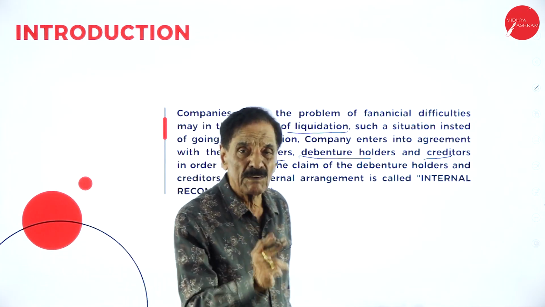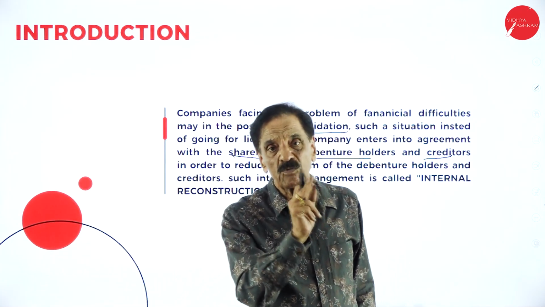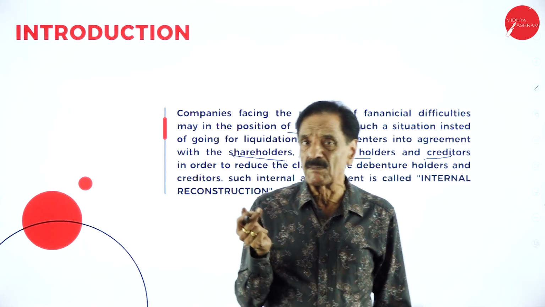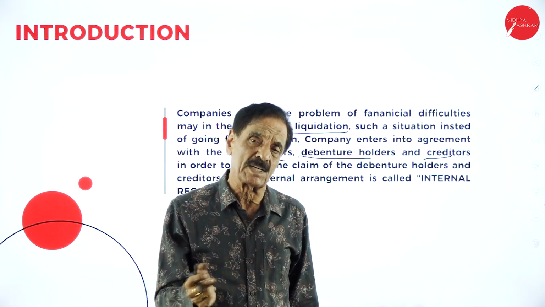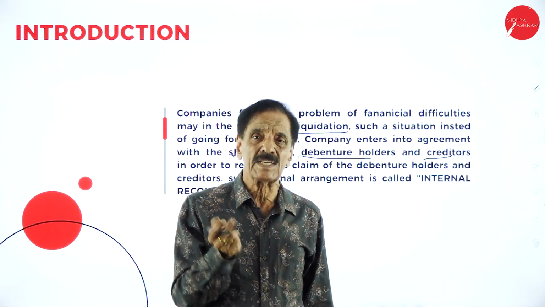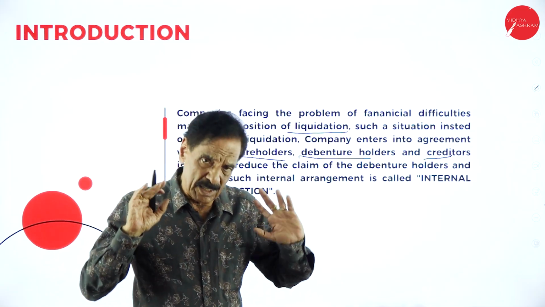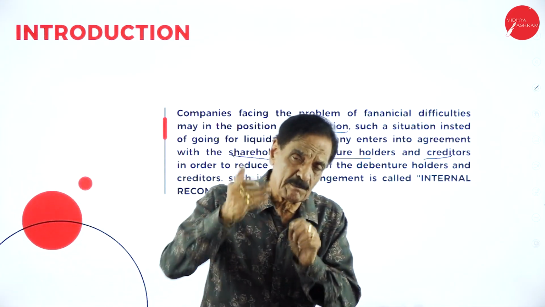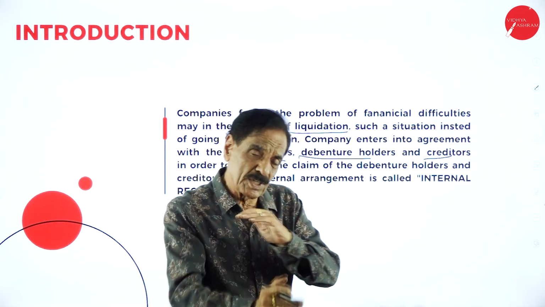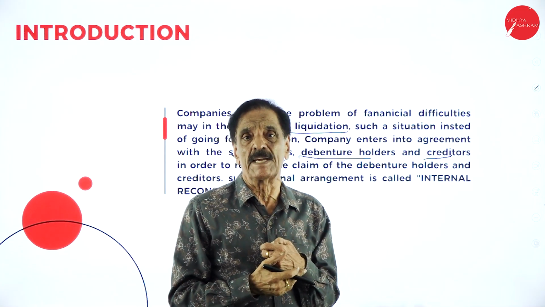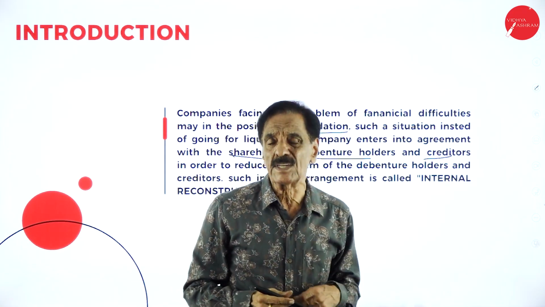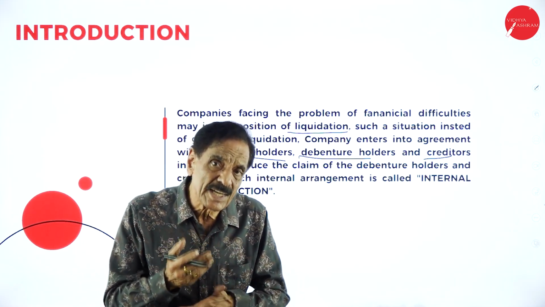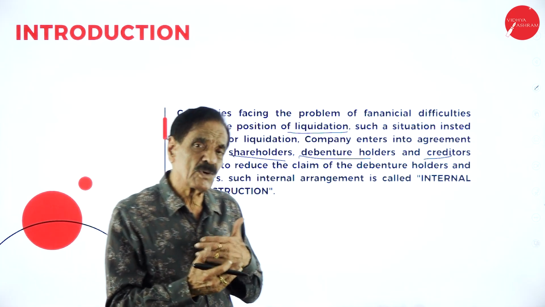When the company suffers from heavy losses, it has to go for liquidation. Instead of liquidation, the company will talk with the equity shareholders, preference shareholders, debenture holders and creditors. If they are ready to agree, they can sacrifice some portion of the amount they already paid and give it to the company so that it can be reconstructed. Instead of going for liquidation, they can reconstruct the company. It is called internal reconstruction. I will tell you what the entries are.